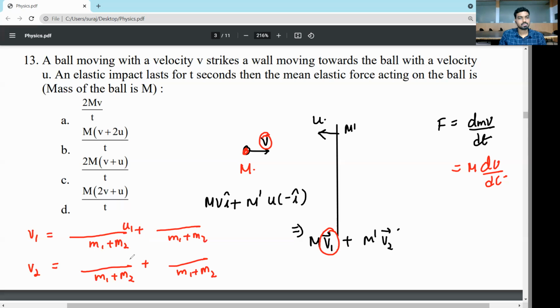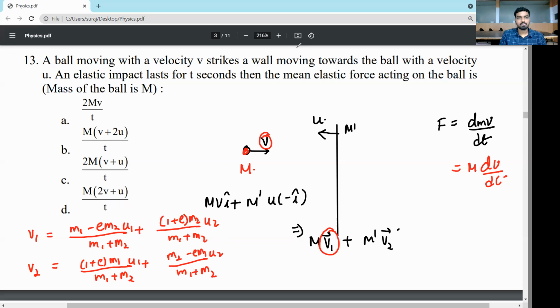U1, U1, U2, U2, M1 minus E M2, 1 plus E M2, 1 plus E M1. This becomes M2 minus E M1.